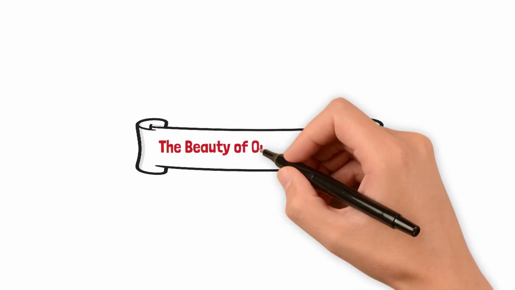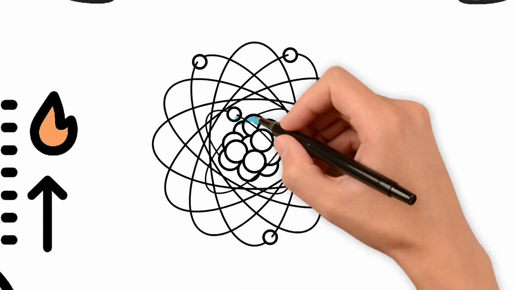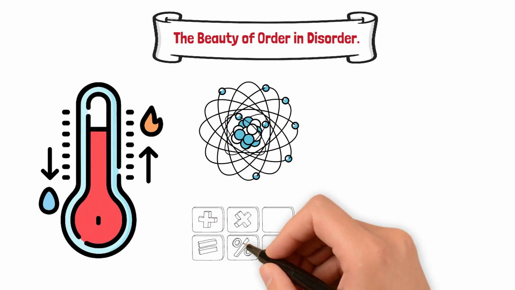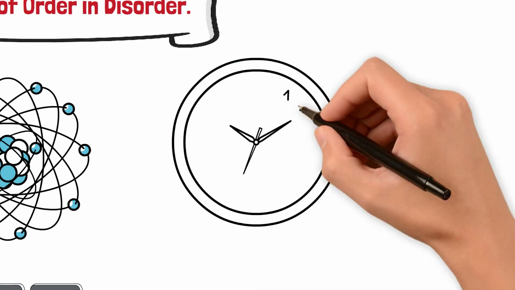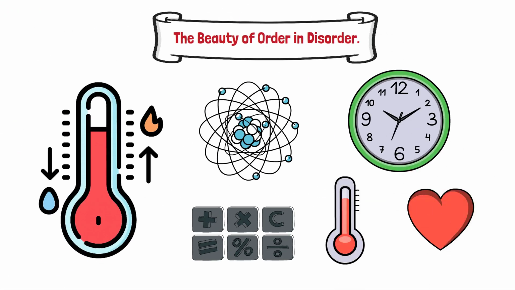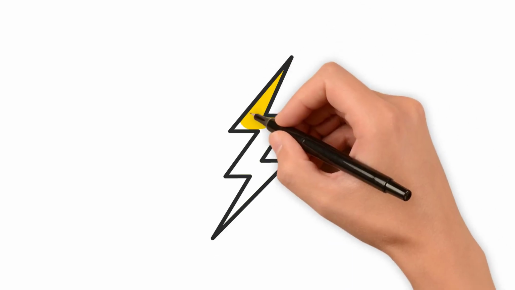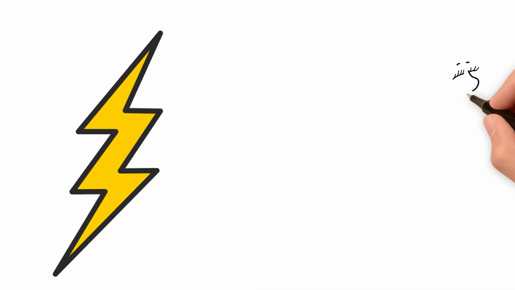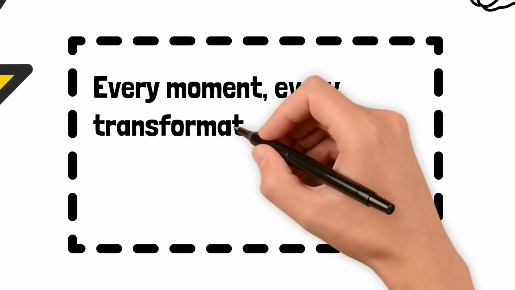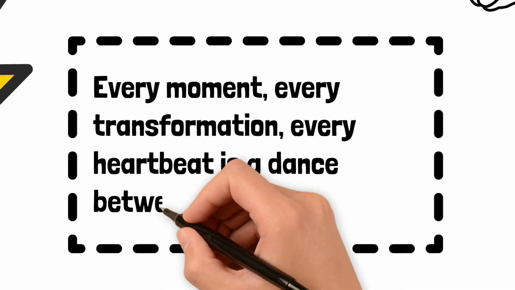The beauty of order in disorder. Thermodynamics and statistical physics teach us that even in apparent chaos, there is deep structure, a mathematical order behind disorder itself. They show that time, temperature, and life's very existence arise from the natural tendency of energy to spread out. It's not just a law of physics, it's the rhythm of existence. Every moment, every transformation, every heartbeat is a dance between order and entropy.